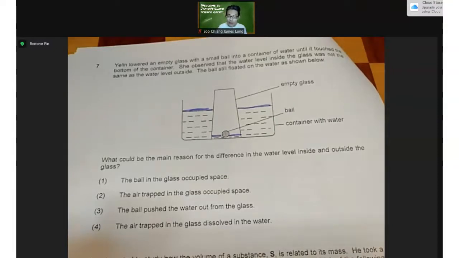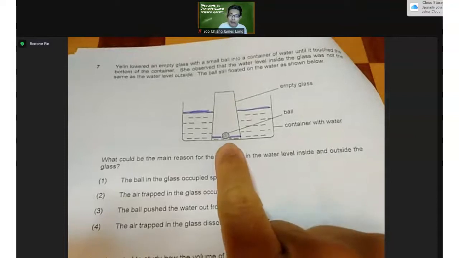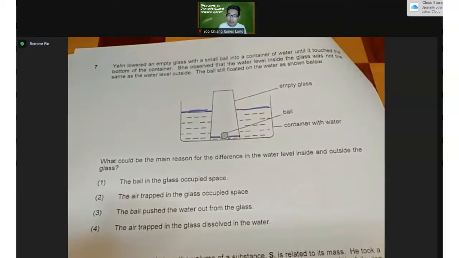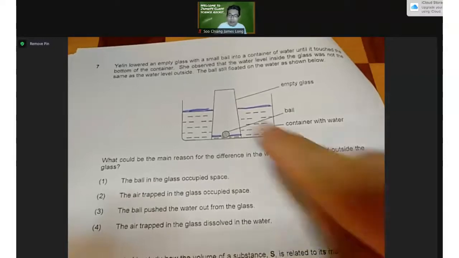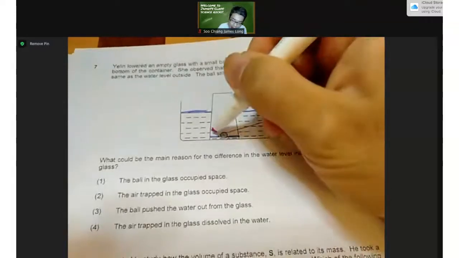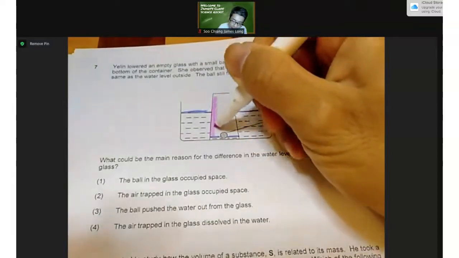The ball still floated on the water as shown below. See, a little bit of the ball was floating on the little bit of water inside. What could be the main reason for the difference in the water level inside and outside the glass? Now, what is in this empty space here? Very clearly, air is occupying the space inside the glass.